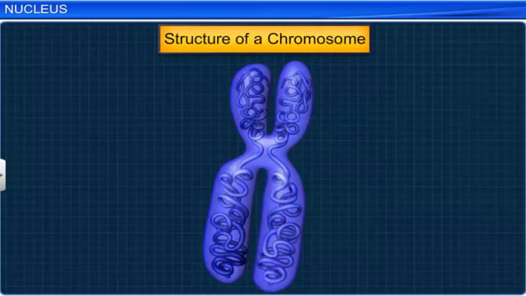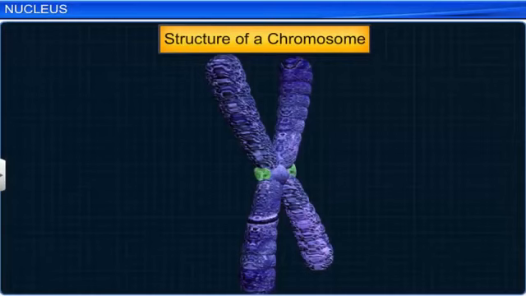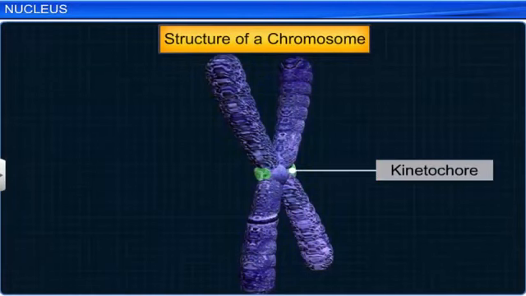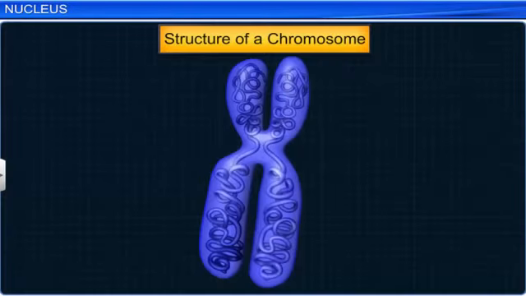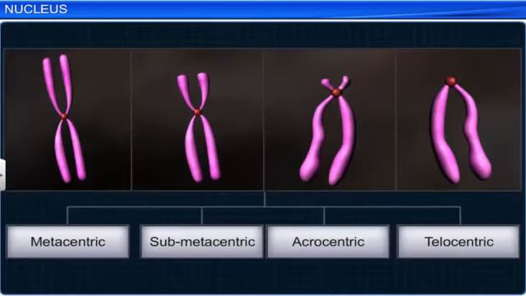Morphological studies of a chromosome have revealed that it consists of a primary constriction or centromere that has disc-shaped structures called kinetochores attached to its side. The parts present on either side of the centromere are called the arms of the chromosomes. Based on the position of the centromere, chromosomes can be classified as metacentric, submetacentric, acrocentric, and telocentric.